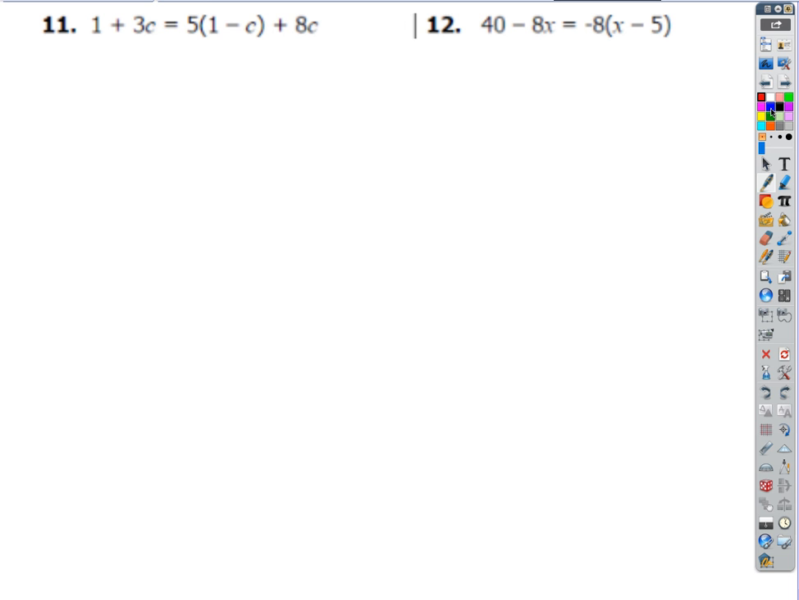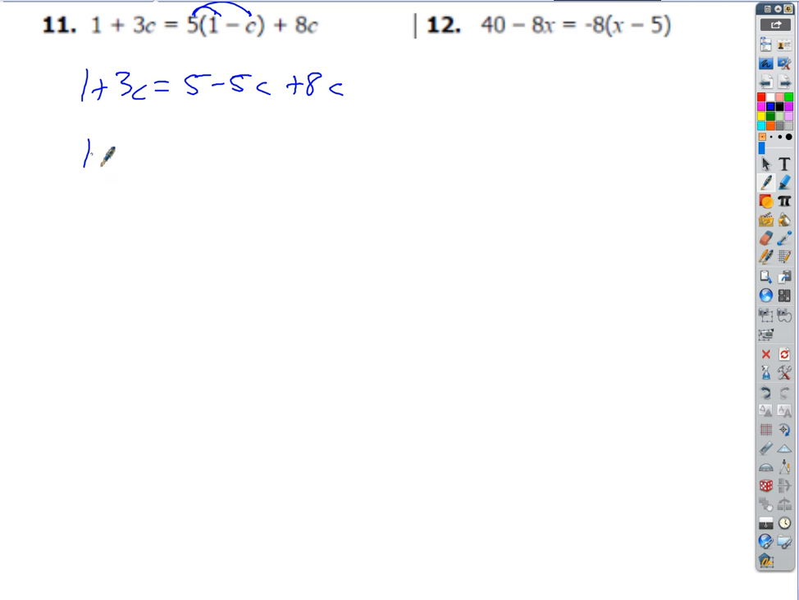Let's take a look at two very simple problems, but it's not the problem we're interested in, it's the result when we solve these. Watch what happens. Here I've got multiple c's, so I'm going to have to simplify, agreed? Going down the list, inside parentheses nothing, no exponents, but there is some multiplication. I have to distribute the 5. So I get 1 plus 3c equals 5 minus 5c plus 8c. That's the multiplication done. Last step, we add and subtract like terms.